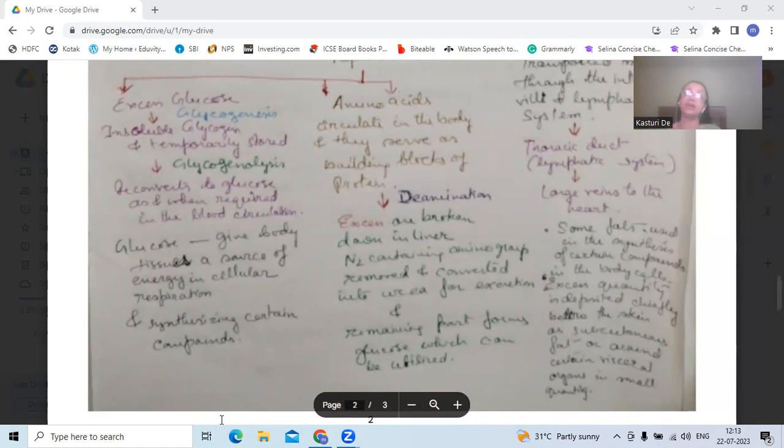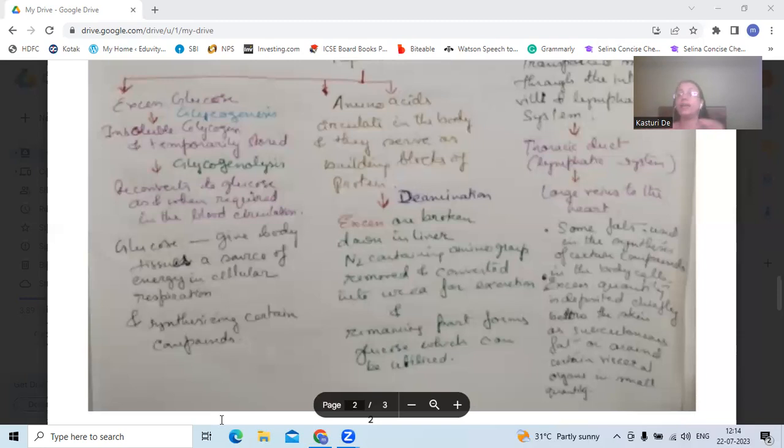Amino acids circulate in the body and they serve as the building blocks of protein. Amino acids are the end products of protein digestion. So they give the building blocks of protein, or you can say the bricks of protein. After that, by layering amino acids, we can build the whole protein. So this is the unit of protein, we can say.